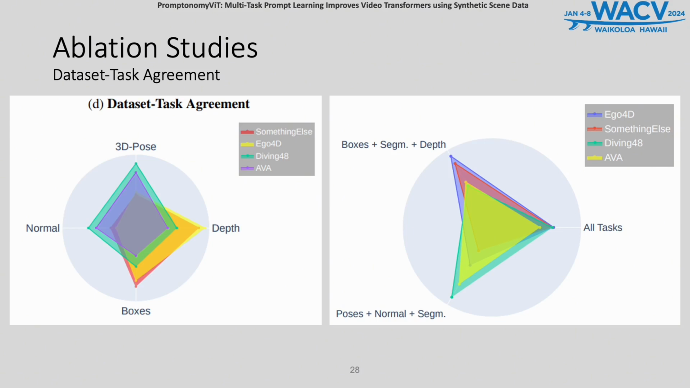In a deeper look, we can see a connection between the auxiliary task and the downstream dataset. Two patterns are formed in these two radar plots. This implies that these downstream datasets can be divided into two groups: hand-object interaction, which are Something-Something and Ego4D, and general human action, which are Diving and AVA. More details can be found in the main paper.